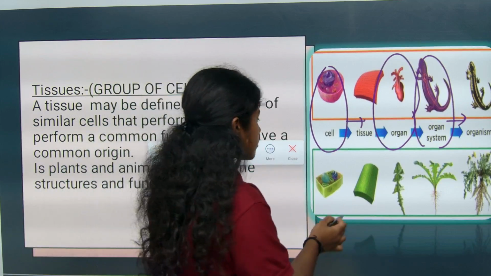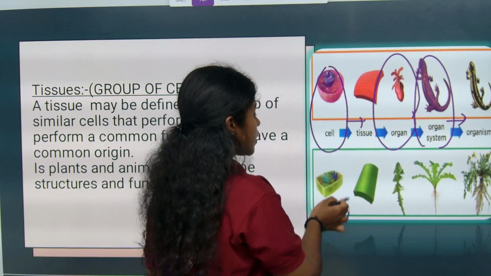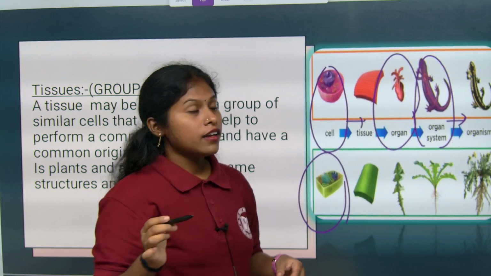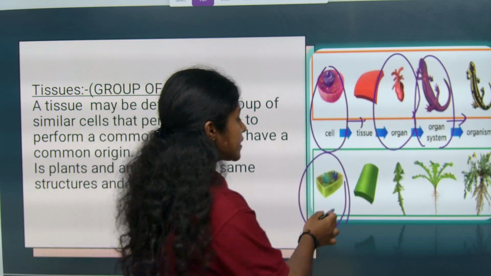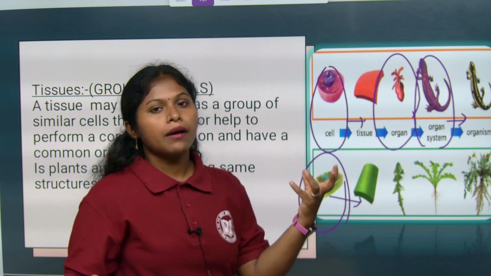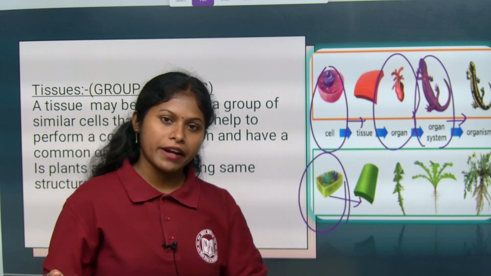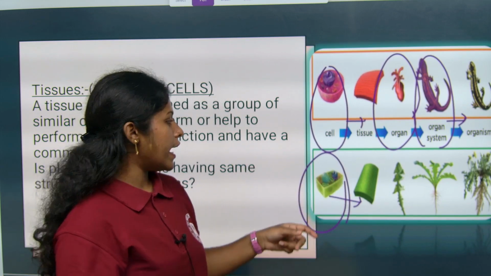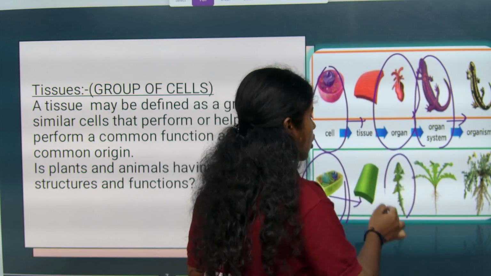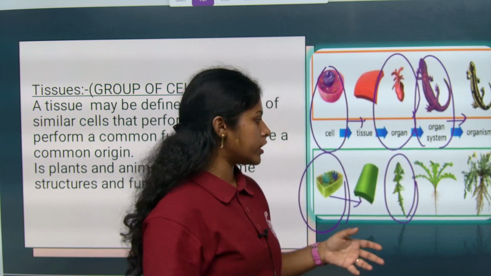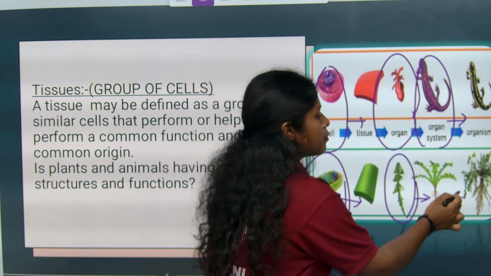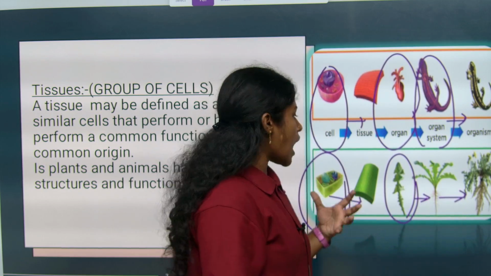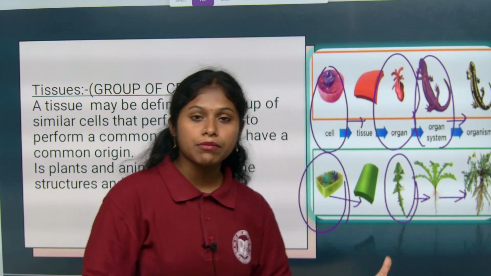In plants also, it is the same way, children. A group of cells, may be parenchyma cells or collenchyma cells, make the tissue. There are two types of tissues, meristematic tissue and permanent tissue, and the tissues make the organs like root, shoot and all that. That makes a proper organ system, that makes a plant organism. This is how the makeup of the organism is happening, children.